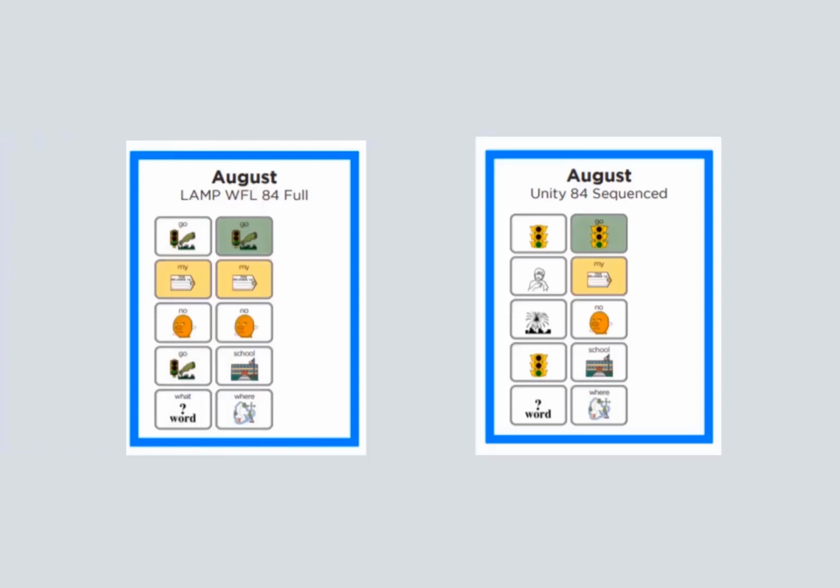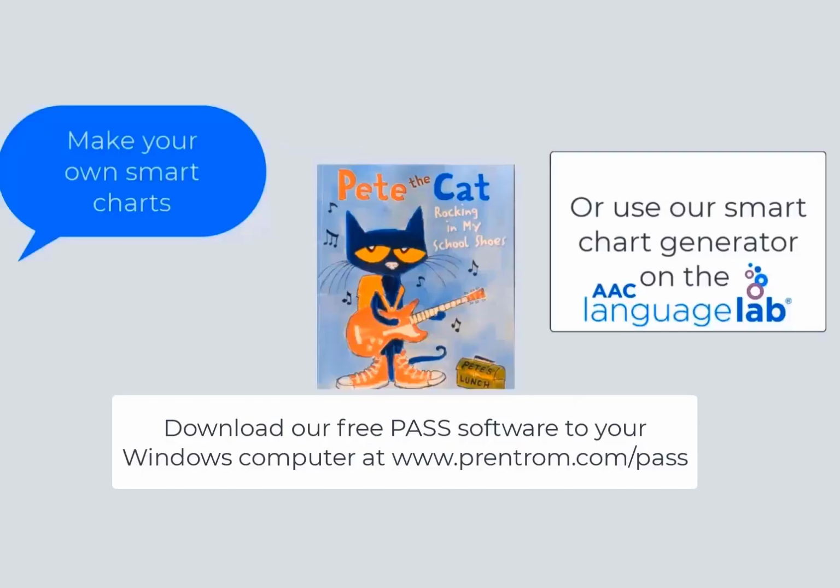You'll also find smart charts for LAMP Words for Life 84 Full and Unity 84 Sequenced. Refer to these when reading the story. If you need a different language configuration, you can make your own smart charts by downloading our free PASS software to your Windows computer, or use our Smart Chart Generator with your AAC Language Lab subscription.